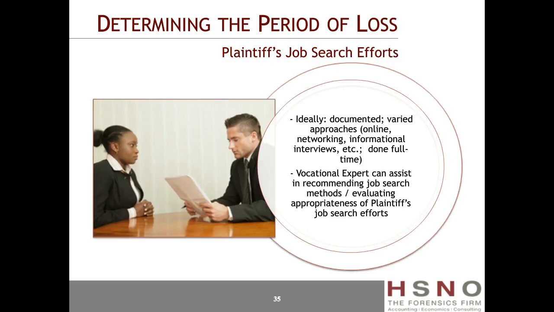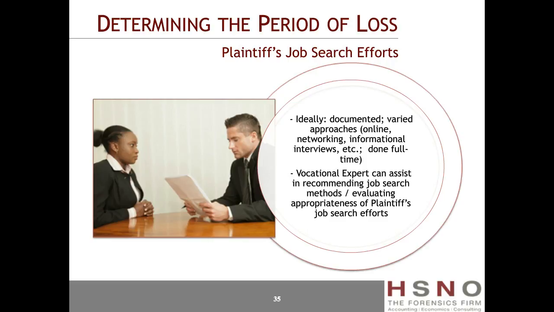One thing that you always want to do if you are representing the plaintiff is make sure that the plaintiff is really out there pounding the pavement, okay? And more than that, able to prove it, okay? Ideally, the job search is documented. It's varied. They aren't just on the internet looking for jobs, but they're also networking, meeting with potential employers, going on informational interviews, and so forth. They should be doing that full time. It's a job in itself, 40 hours a week.